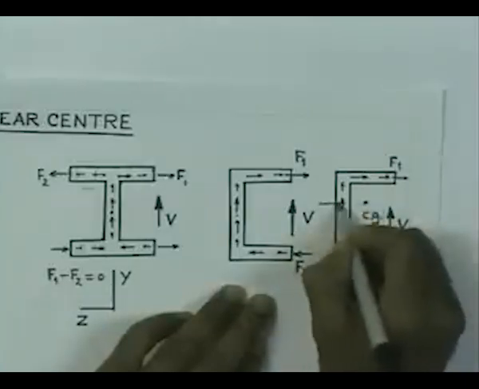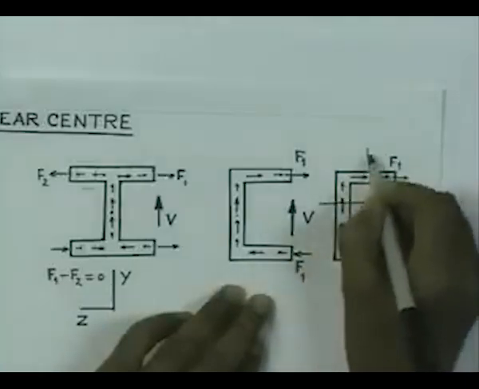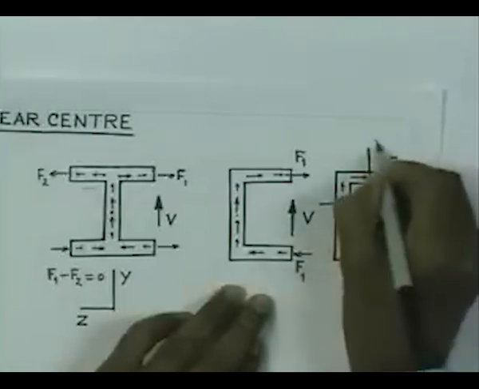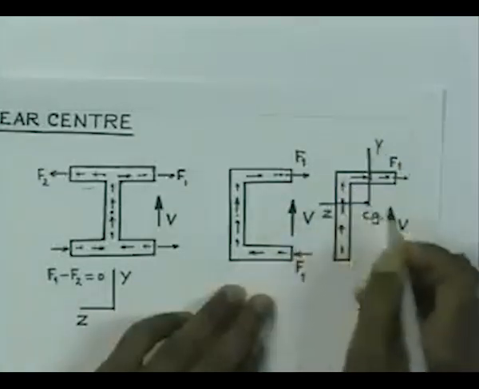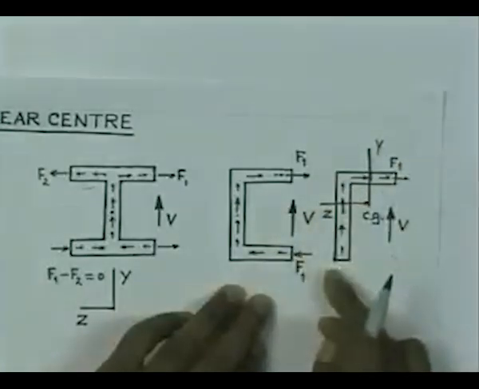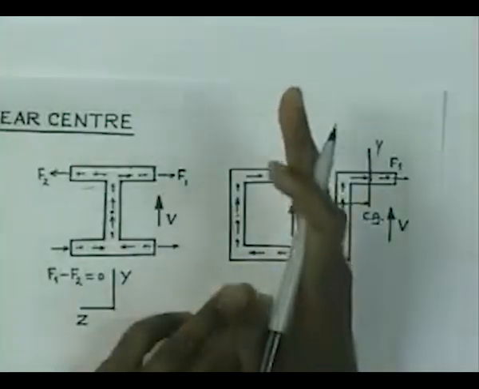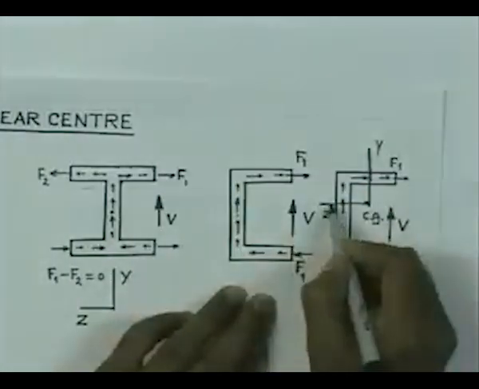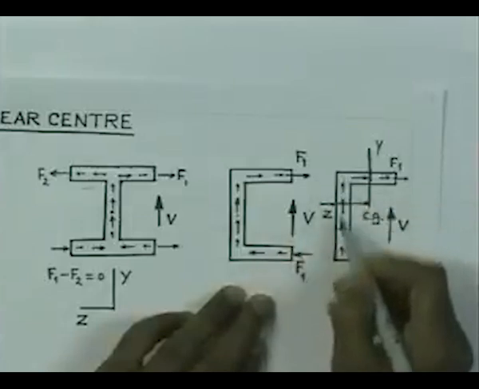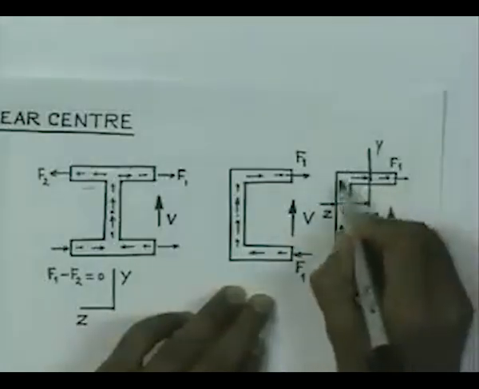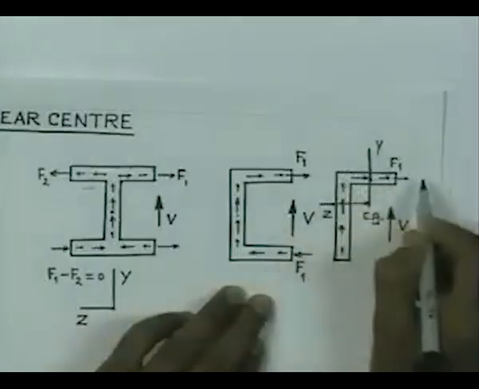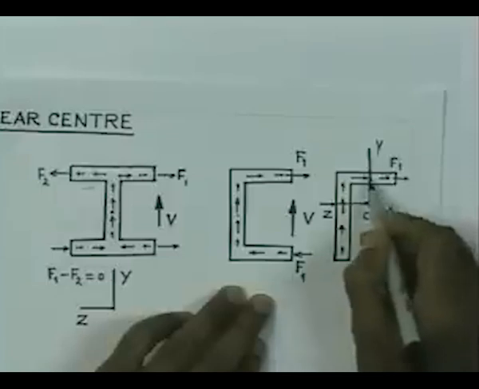So, if these are the axes, let us say YZ, then when I have a load parallel to this leg, I will have some location of the plane of loading with respect to the CG, which will intersect with the Z axis. That will give us the location of the shear center with respect to that sort of loading. Similarly, if I consider loading in a plane parallel to this, I will have some distance away from the CG.